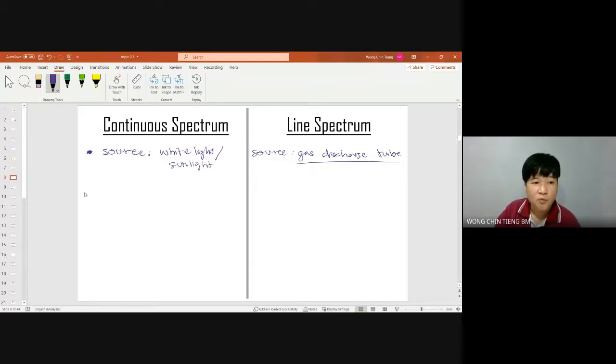Second, what is actually continuous spectrum and what is actually line spectrum? Continuous spectrum dulu, Izzati? Contains radiation of all wavelengths.